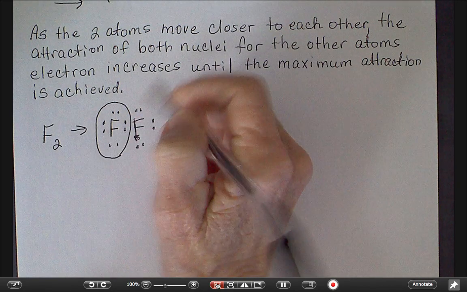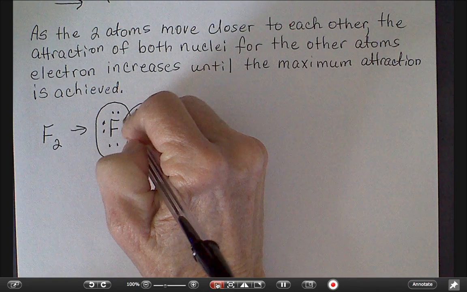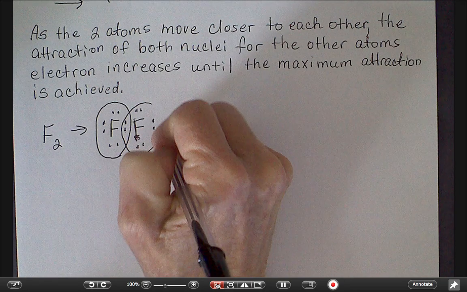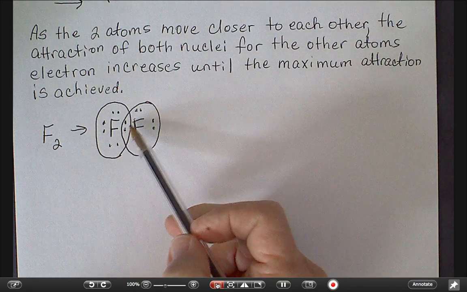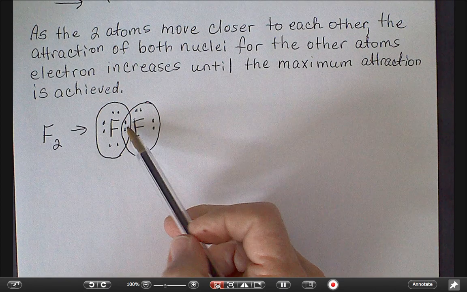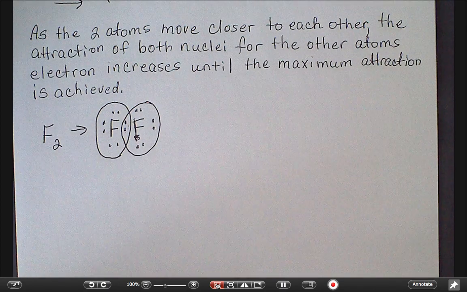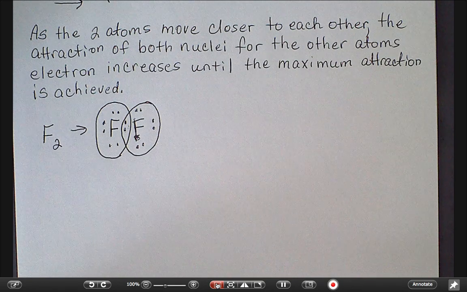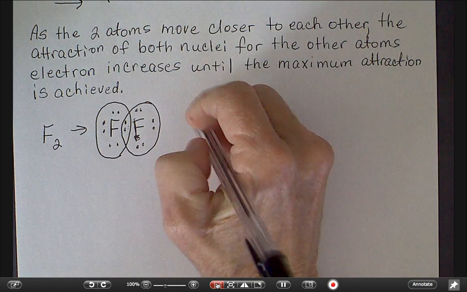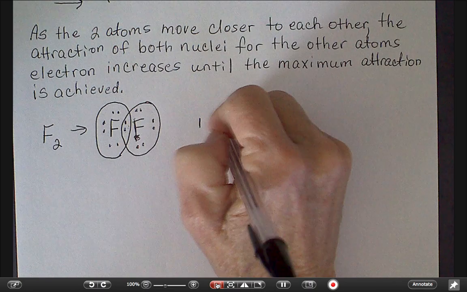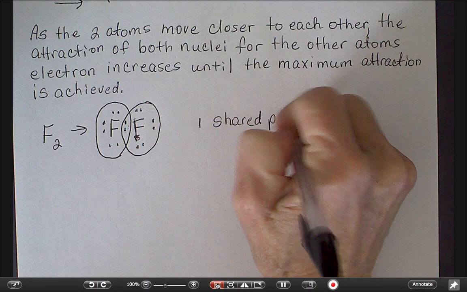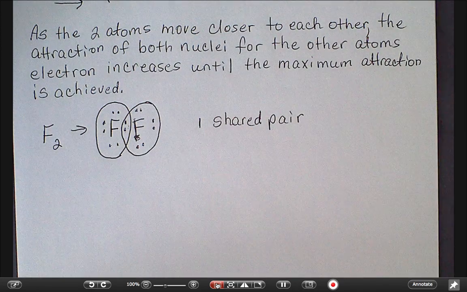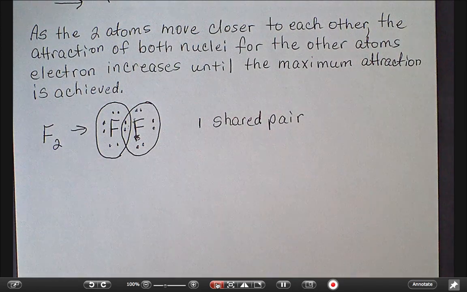This one has 8, and this one has 8. And inside the circle right here shows your shared pair. Does everybody see that? So this is showing that there's one shared pair that makes each fluorine have 8 in their outer energy level.